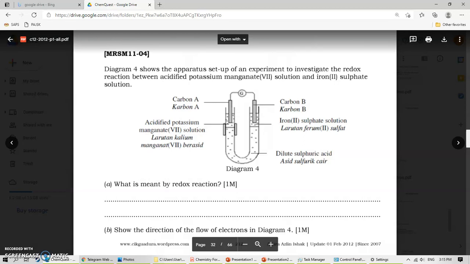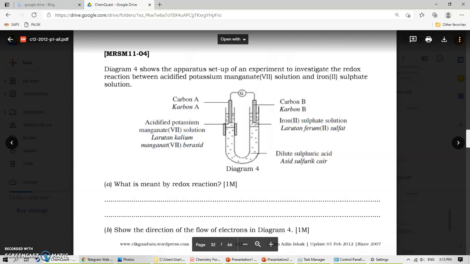Hello everybody, in this video I'm going to teach you how to answer a structured question from the Redox chapter. This question is from MRSM 2011, the fourth question. Diagram 4 shows the apparatus setup of an experiment to investigate the redox reaction between acidified potassium manganate 7 solution and iron 2 sulfate solution.